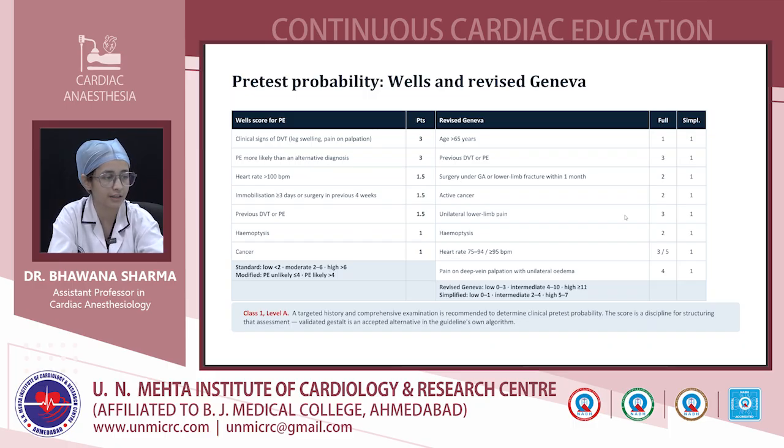For the revised Geneva score, there is age more than 65 years, previous history of DVT or pulmonary embolism, surgery under general anesthesia, history of limb fracture within 1 month, any active cancer, unilateral lower limb pain, hemoptysis, heart rate more than 95, or pain or DVT on palpation. This is graded as 0 to 1 for low, intermediate is 2 to 4, and high is 5 to 7. With the Wells score, pulmonary embolism is unlikely if it is less than or equal to 4, and likely if it is more than 4. That is when we undergo all the other tests.